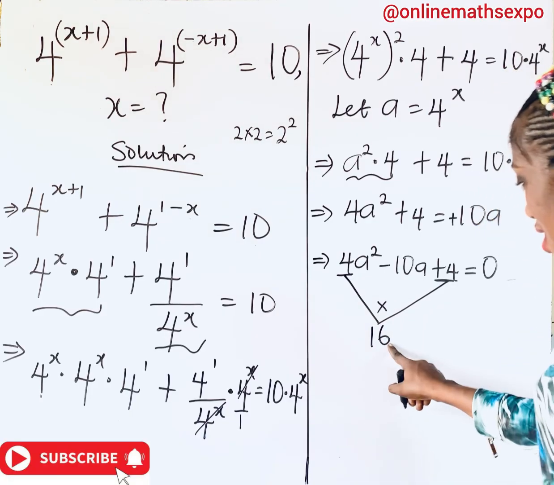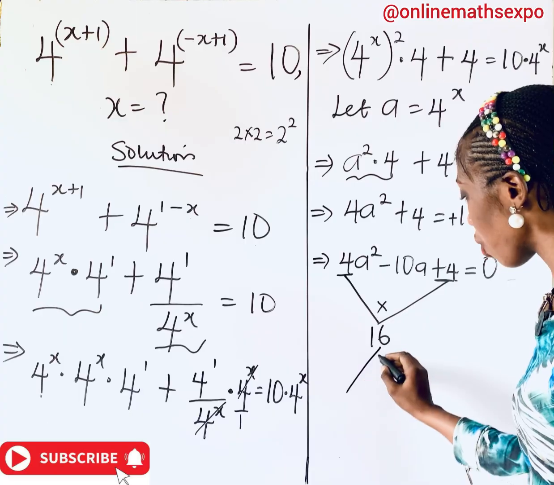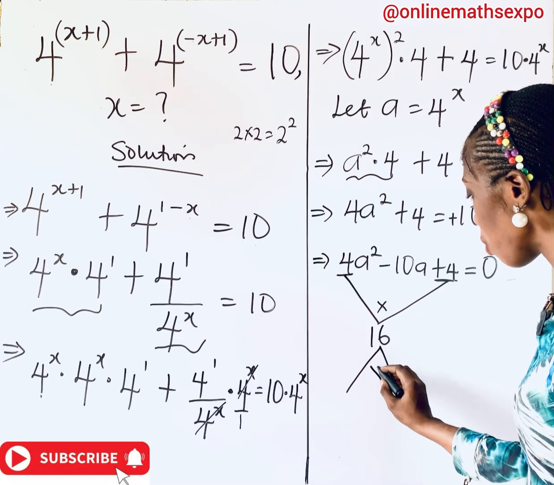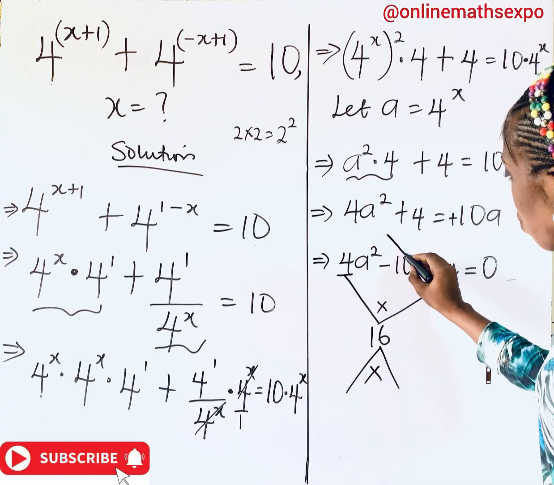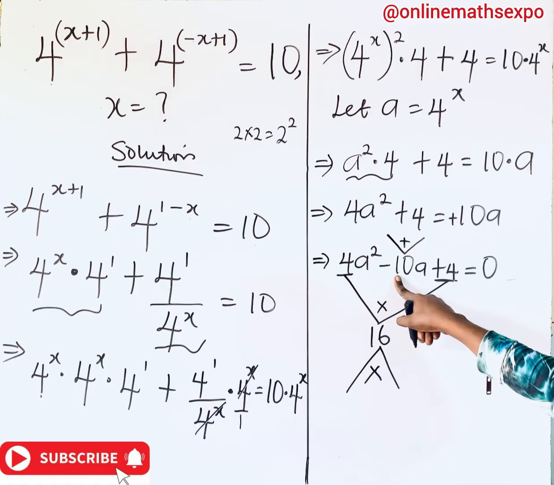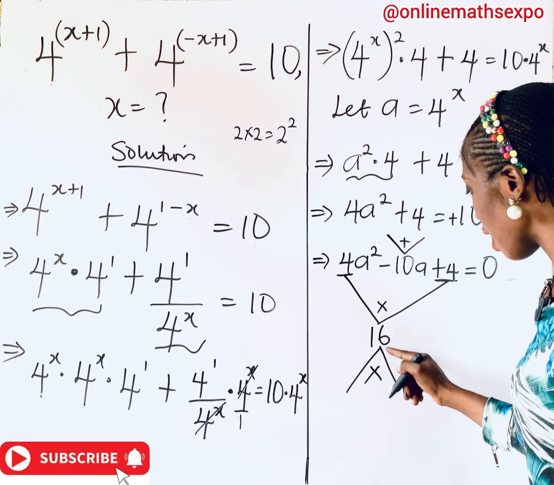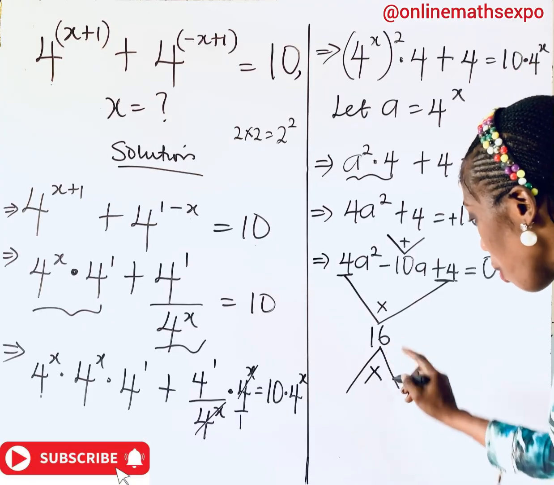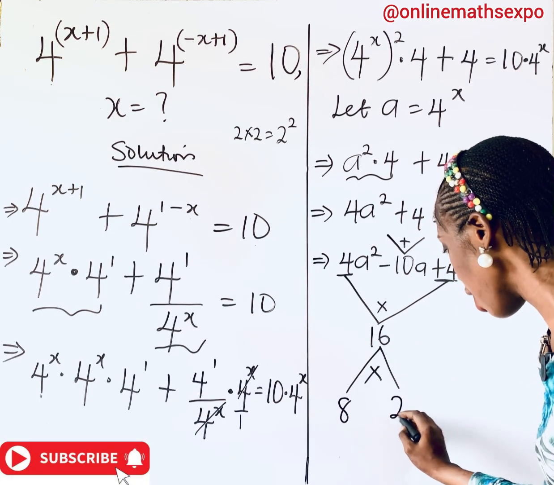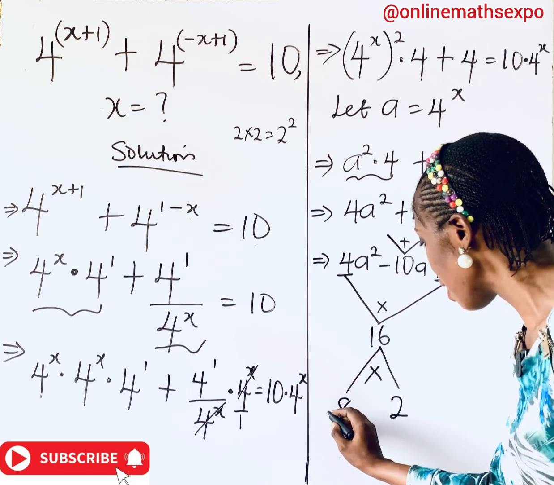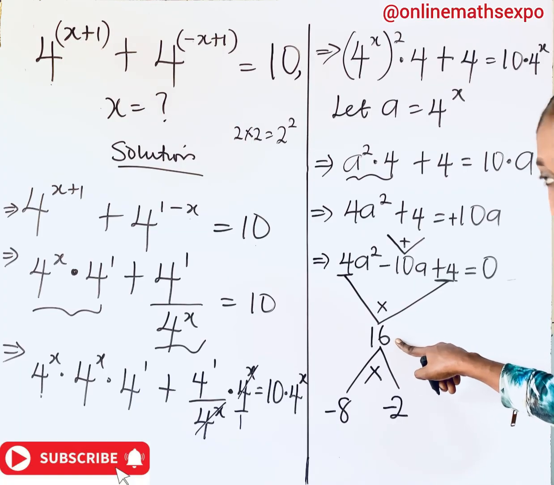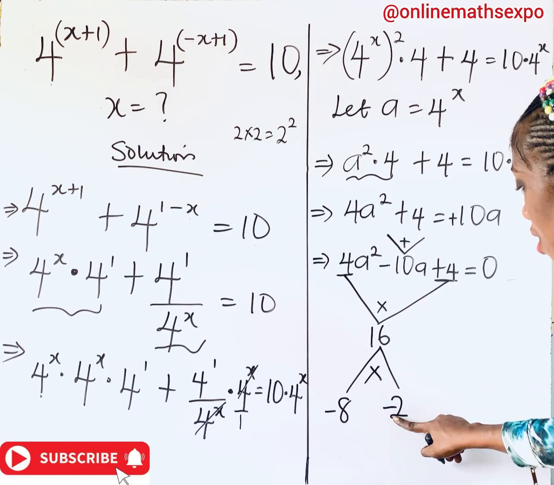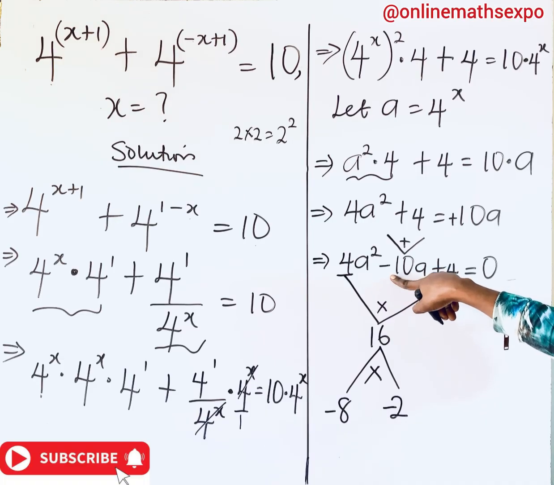Now what do you do with this 16? You are going to get two numbers out of the factors of 16 that when you multiply, give you this 16, but when you add, give you -10. Did you see the magic now? So what two numbers can you get from the factors of 16? The two numbers are -8 and -2, so that when you multiply -8 and -2 together, it will give you +16, and when you add -8 and -2, it gives you -10. When this is satisfied, then we have gotten a solution.